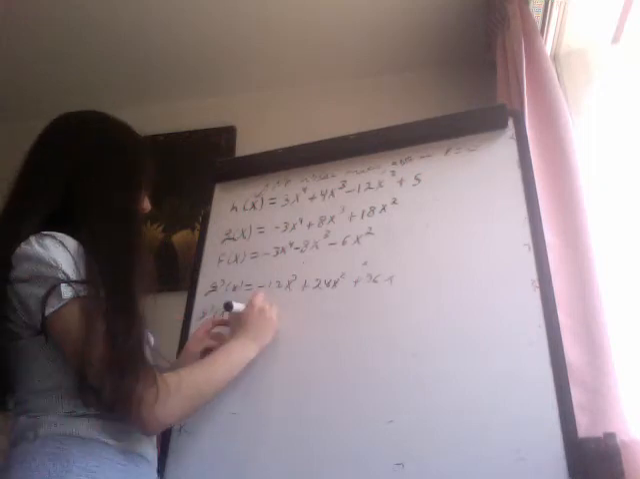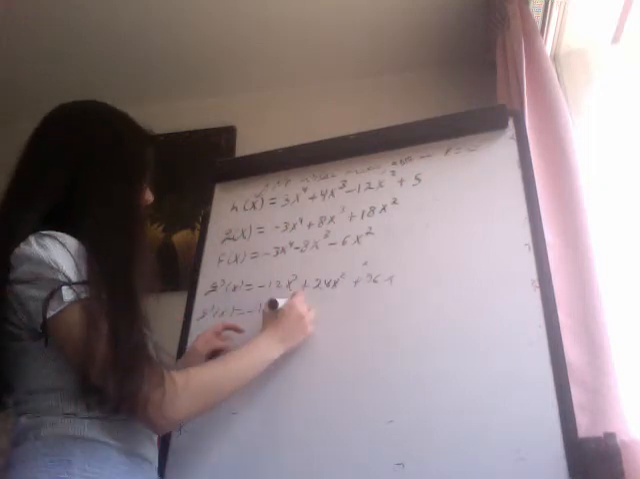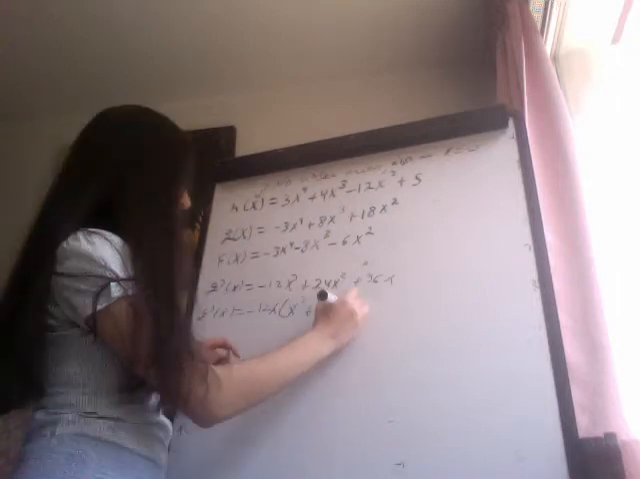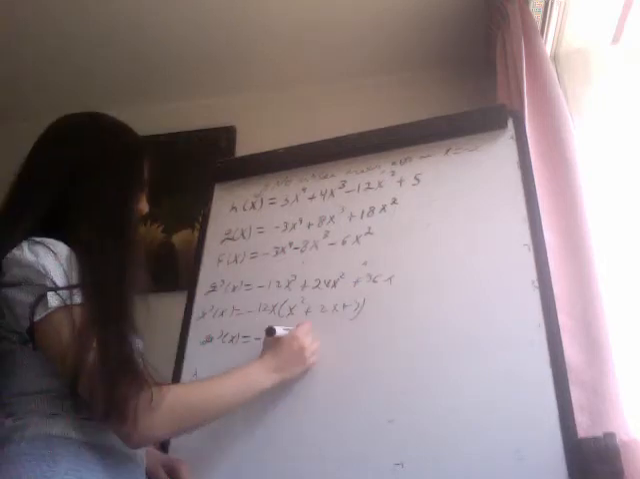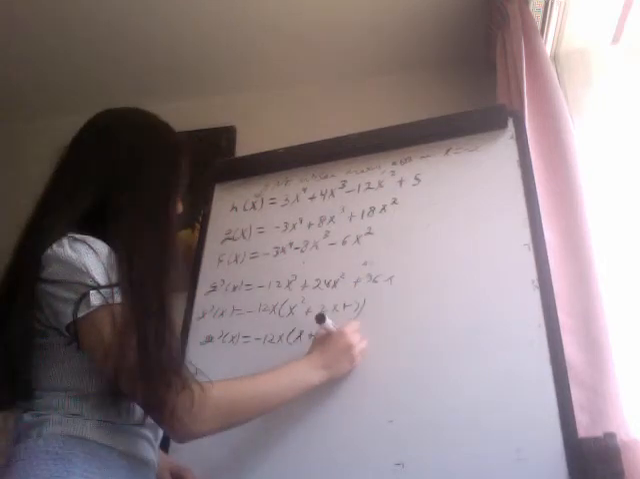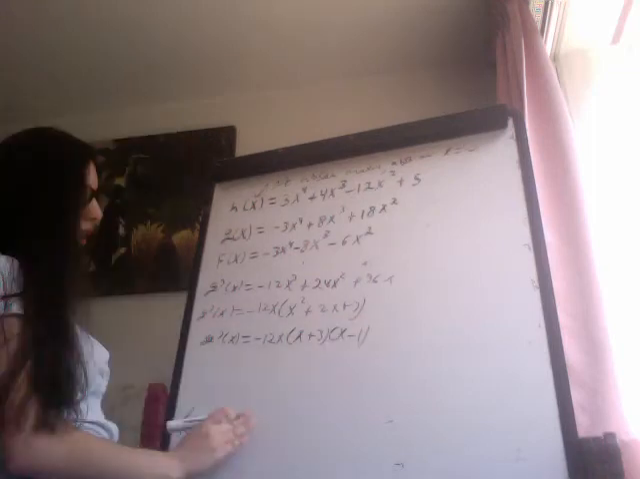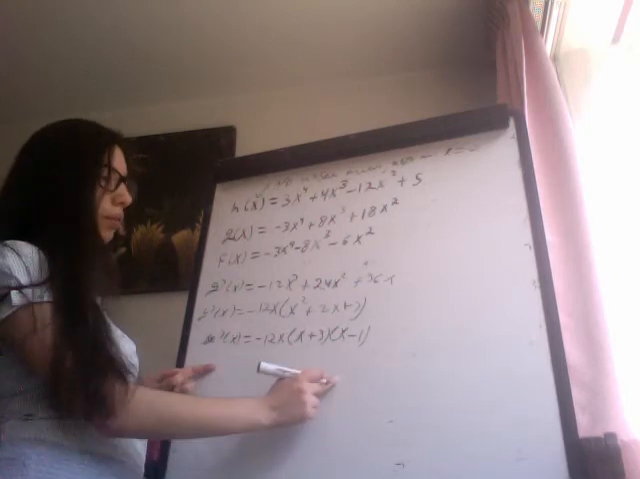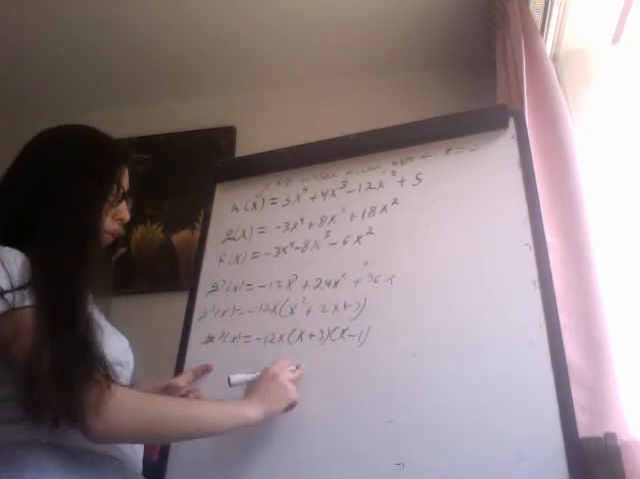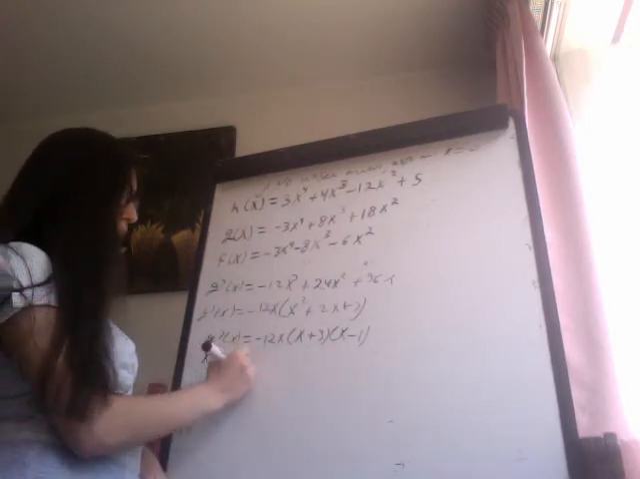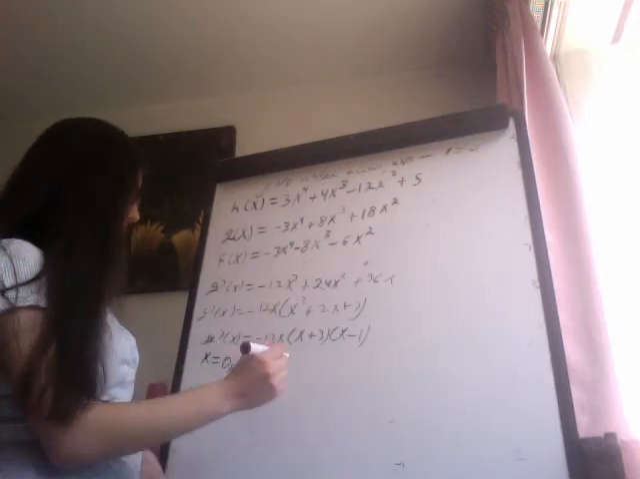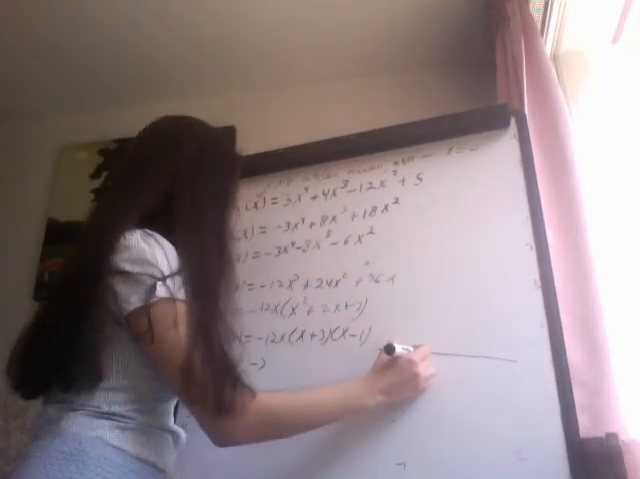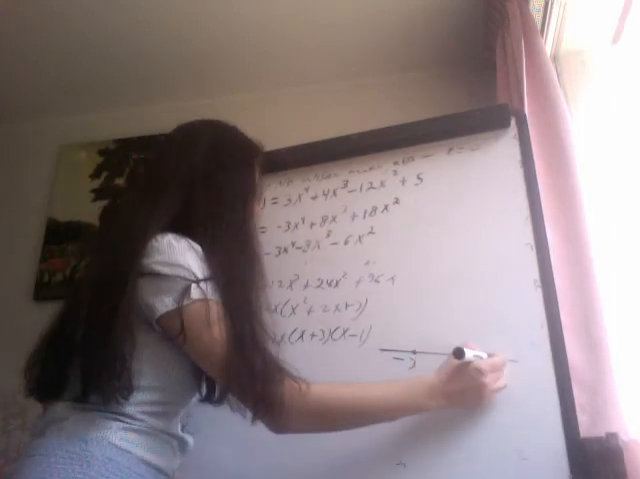G prime of x is equal to -12x times x squared plus 2x minus 3. This is -12x times x plus 3 times x minus 1. So what are the critical points? The function is never going to be undefined. The derivative is never going to be undefined. It can be equal to 0 when x is equal to 0, to 1, or negative 3. So negative 3, 0, 1.